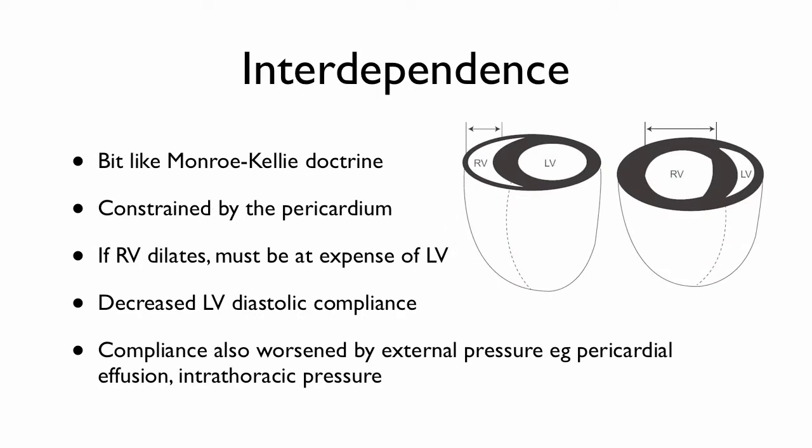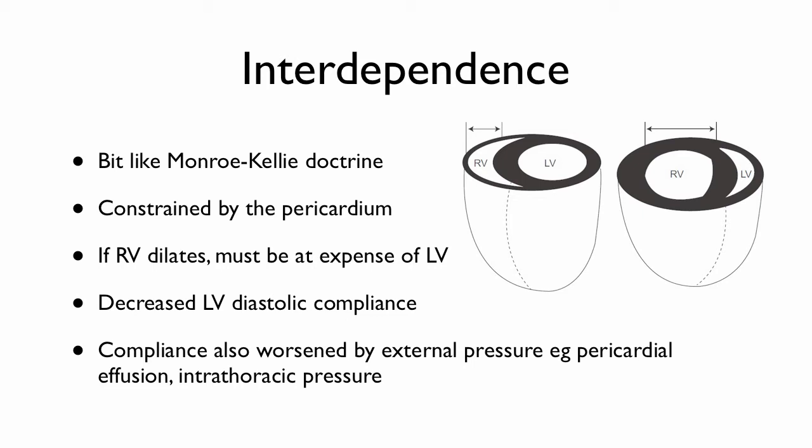The next important concept that I want to think about is this notion of interdependence. I think it's a little bit analogous to the Monro-Kellie doctrine in the head, in that we're talking about something that's constrained by a rigid pericardium. So if one space dilates, it has to be at the expense of another. Particularly if the right ventricle dilates, it must be at the expense of the space that the left ventricle occupies.